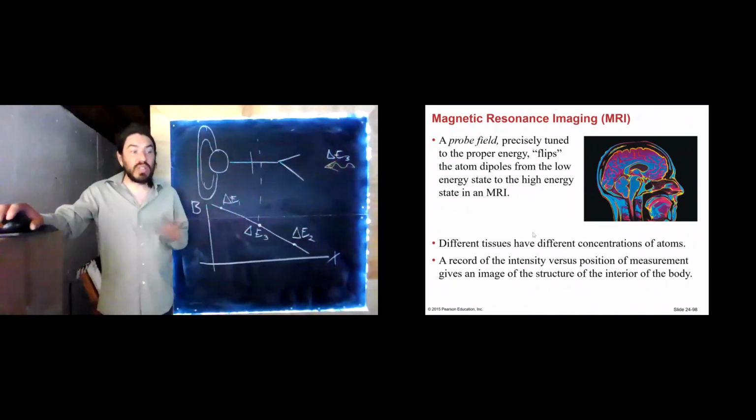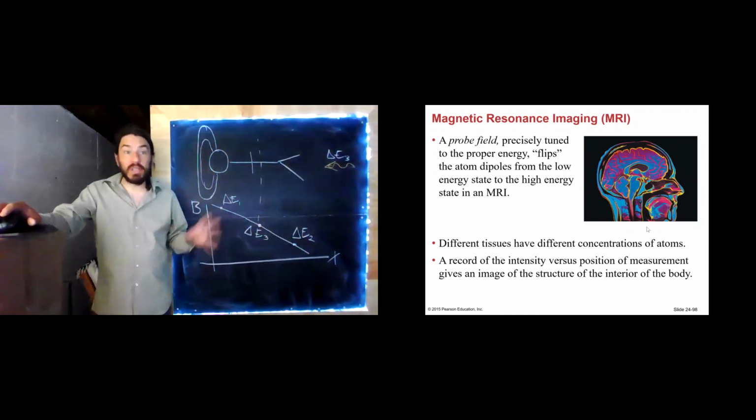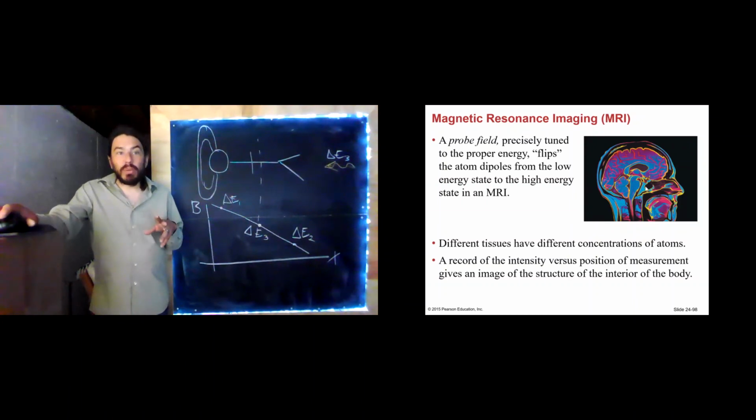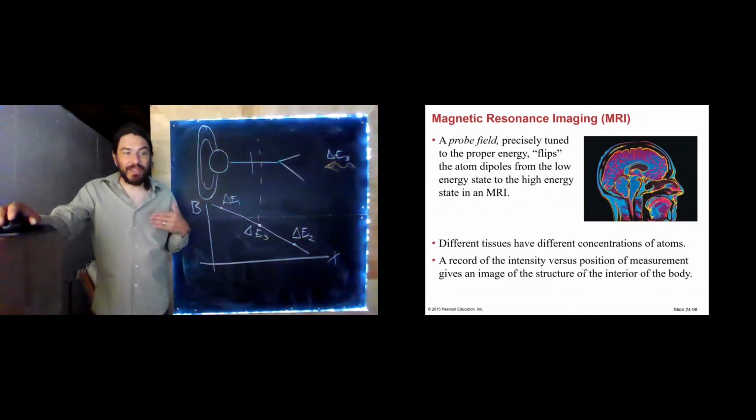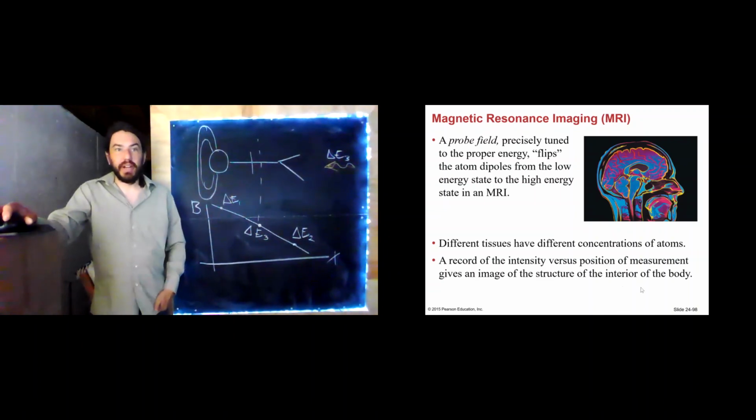Now, different tissues have different concentrations of atoms, specifically hydrogen atoms, and so by seeing the absorption in different places, scientists and doctors can know what tissues were present there. And all we need to do is record intensity versus position for the entire body, and we have a three-dimensional detailed image of the interior of a person's body. It's pretty cool.